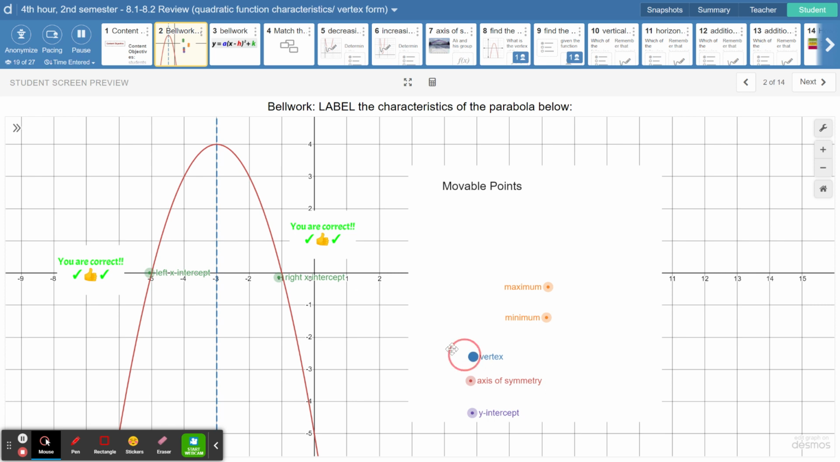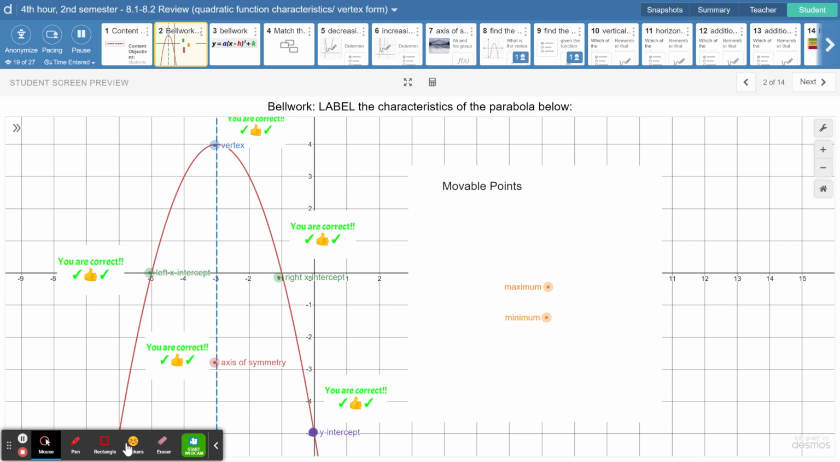Now, the vertex is the highest point or the lowest point. It's our bouncing point. It's where the graph changes direction. For the axis of symmetry, you can choose anywhere on this blue dotted line. It's that vertical line that cuts the graph through the middle. The y-intercept is exactly what you see, where the graph touches the y-axis.